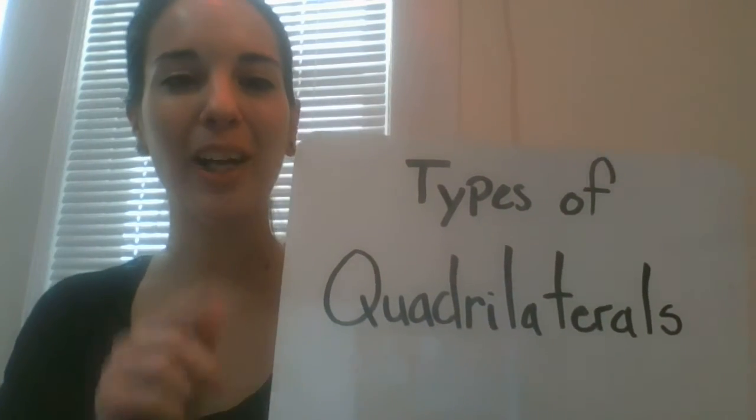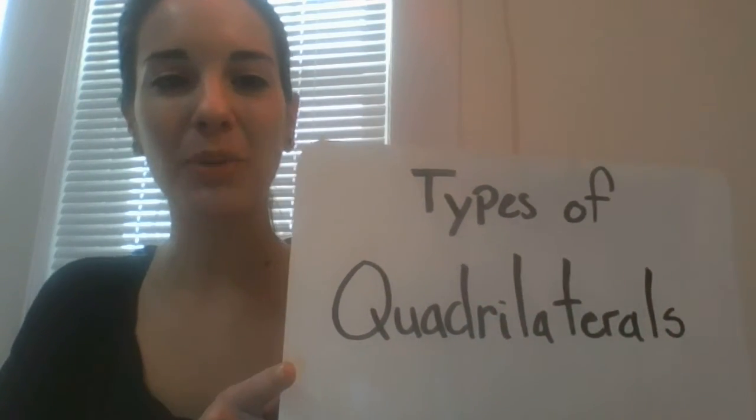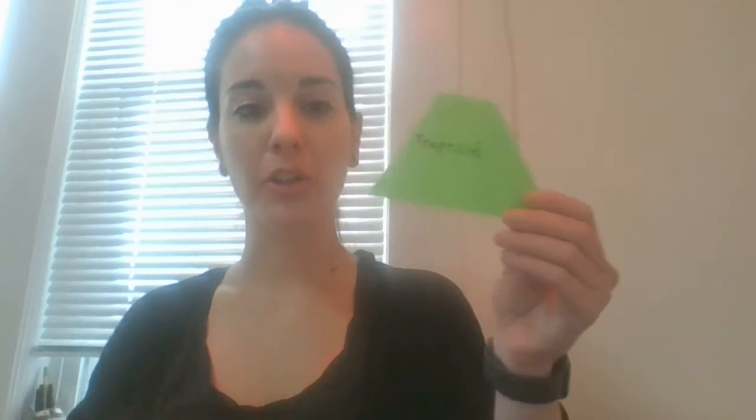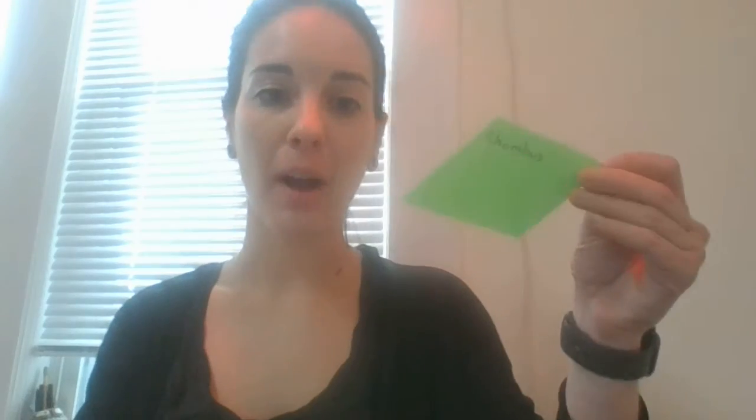Hello, today we're going to talk about types of quadrilaterals. Quadrilaterals are shapes with four sides. They are flat, two-dimensional shapes with four sides. So, to look at some common quadrilaterals, we have our rectangle, our trapezoid, our square, and our rhombus.